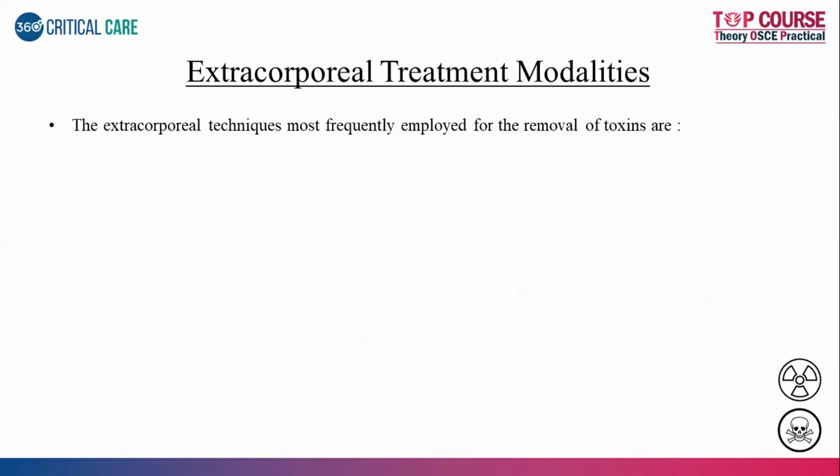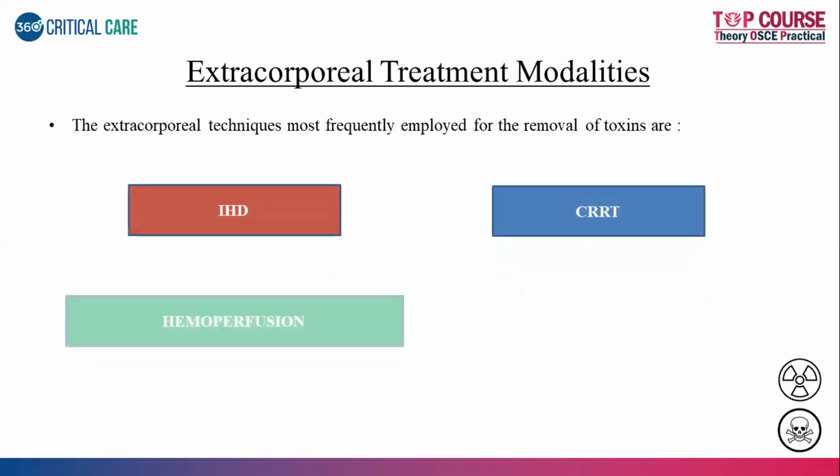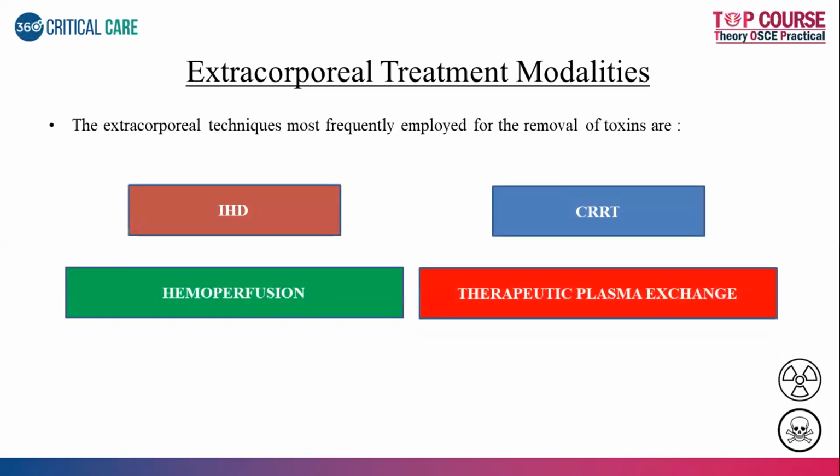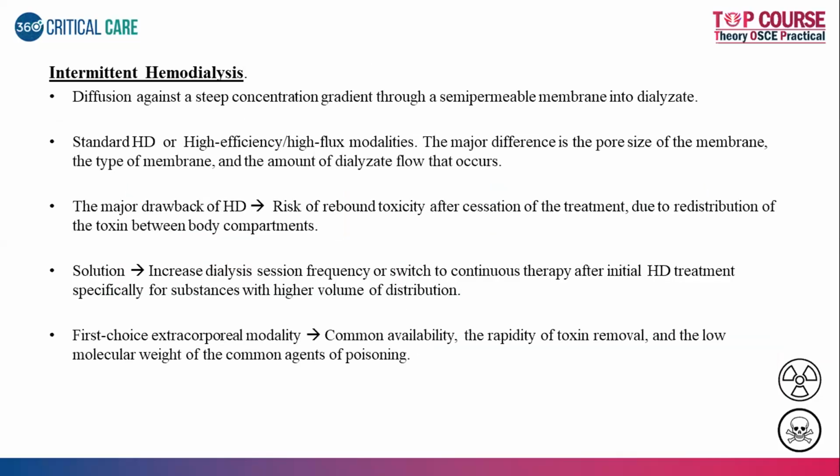Okay. Now, as I told, modalities. One is your intermittent hemodialysis. Second is your CRRT. Third one is your hemoperfusion. Fourth one, even therapeutic plasma exchange, where your immunoglobulins can be removed. Okay, so these are the 4 methods of extracorporeal treatment for the removal of toxins.